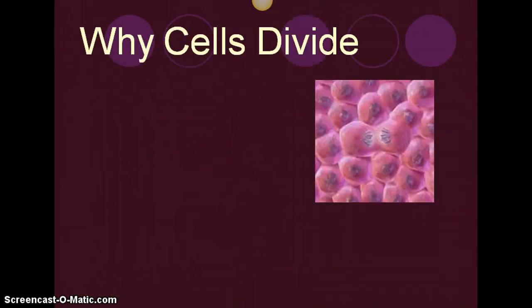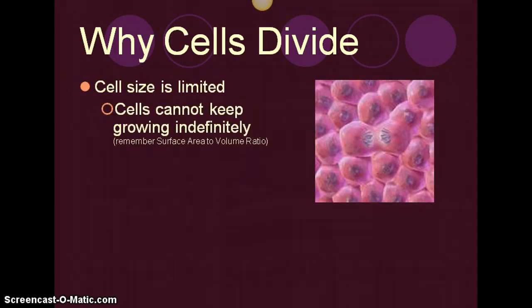So first we're going to look at why cells do this. Basically it's pretty obvious. If a multicellular organism needs to grow, it's going to have to add more cells. A cell itself cannot get larger and larger and still continue its function. We studied that a couple chapters ago. So cells cannot keep growing indefinitely. They cannot just keep getting bigger and bigger.